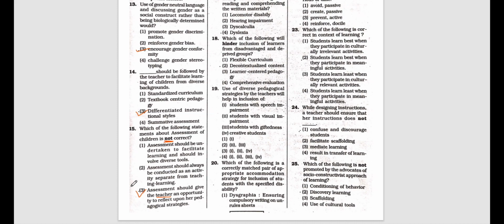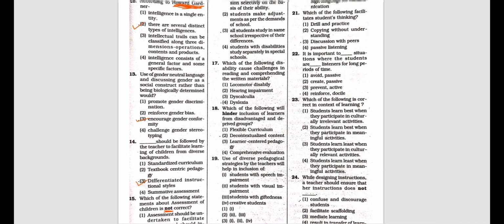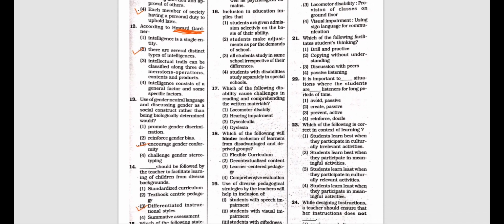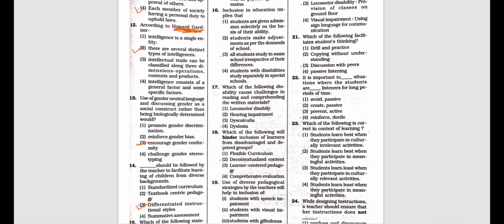So now let's go to the next question, that is question number 16. So where is question number 16? It's here. All right, question number 16 says inclusion in education implies what? Students are given admission selectively on the basis of their abilities. Students make adjustment as per the demands of school. All students study in same school irrespective of their differences, or students with disabilities study separately in special schools.